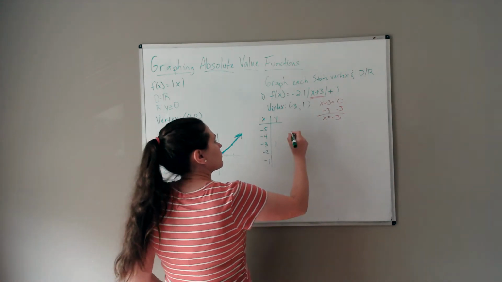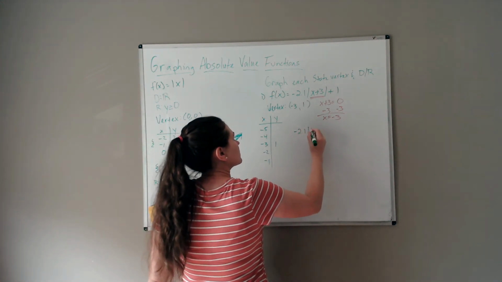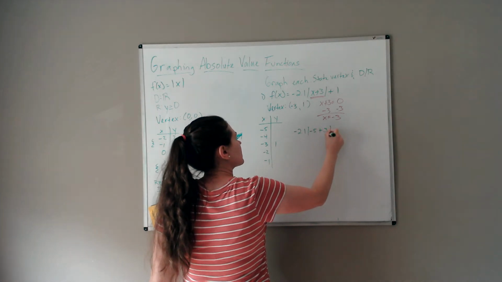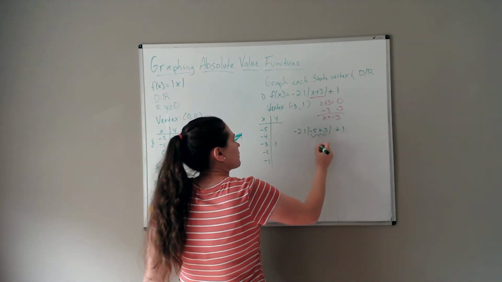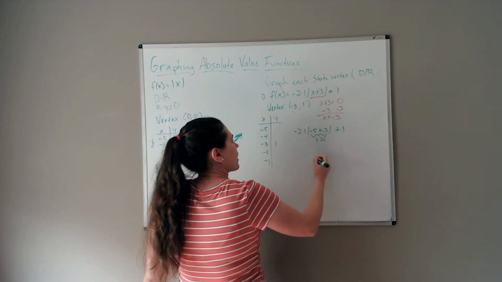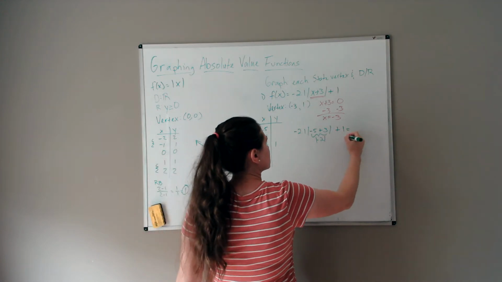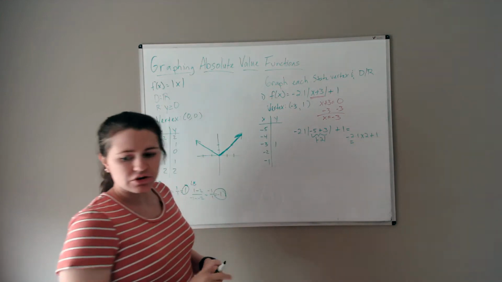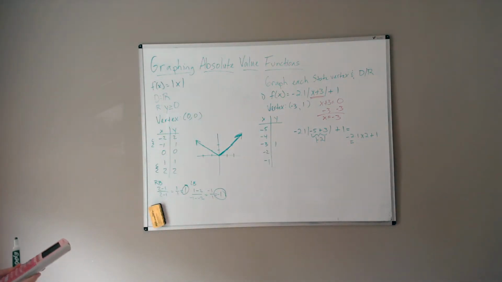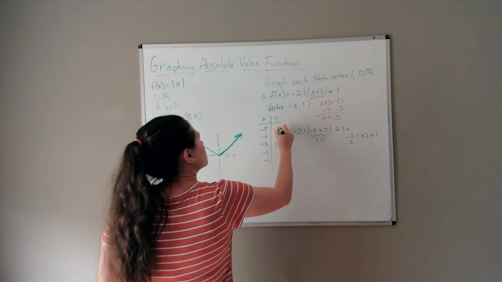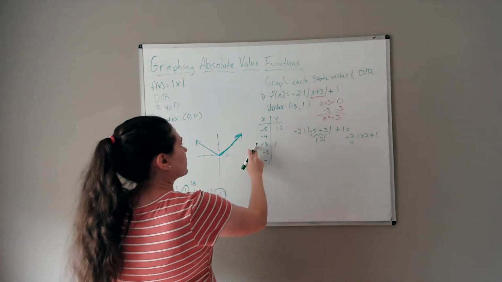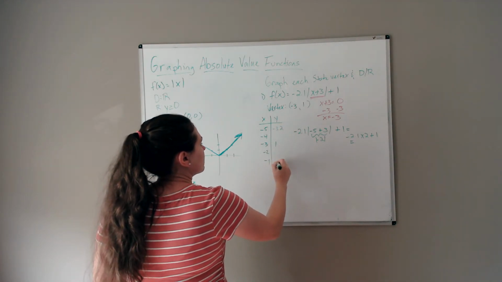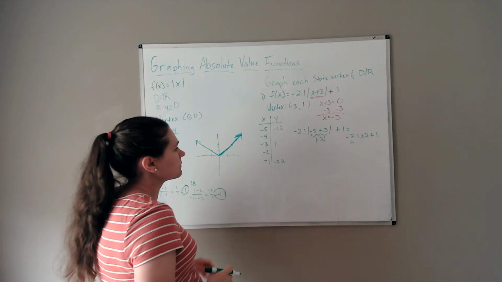So if I plug in -5, I get -2.1 times the absolute value of -5 plus 3, plus 1. -5 plus 3 is -2. The absolute value of -2 is 2. So this is -2.1 times 2 plus 1. Okay, so you can use your calculator and find what -2.1 times 2 is, plus 1. It gives you -3.2. And -5 and -1 are equidistant, so that means the output of -1 is also -3.2.